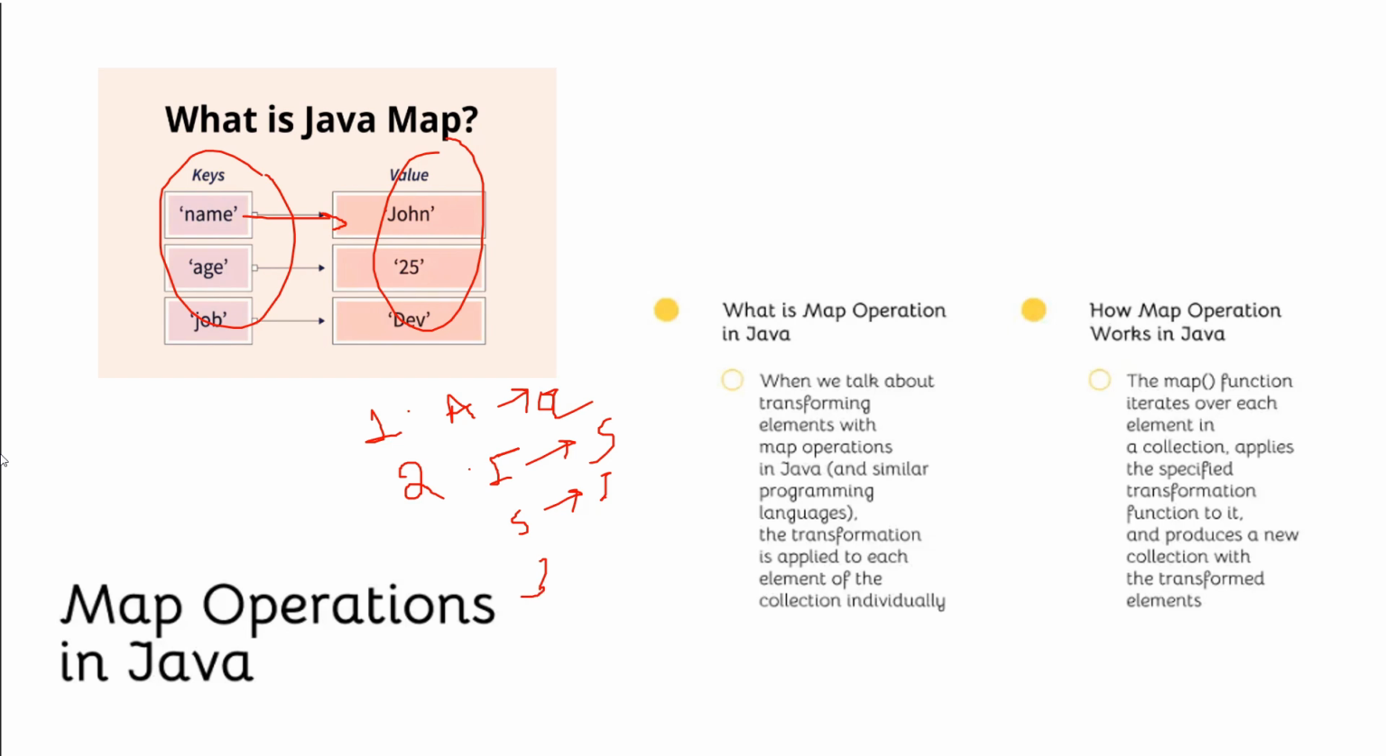And the third operation is mapping objects to specific fields. In this, map is commonly used to extract certain fields from complex objects. For example, if you have a list of person objects, you can extract only the names. Then the fourth operation is chaining multiple transformations. You can chain multiple transformations in a single stream operation.